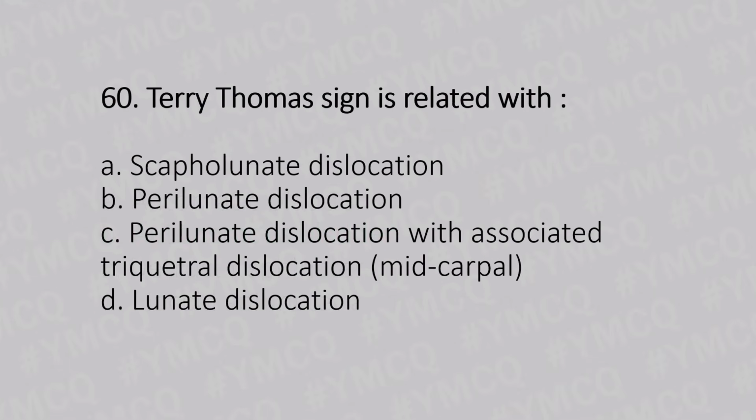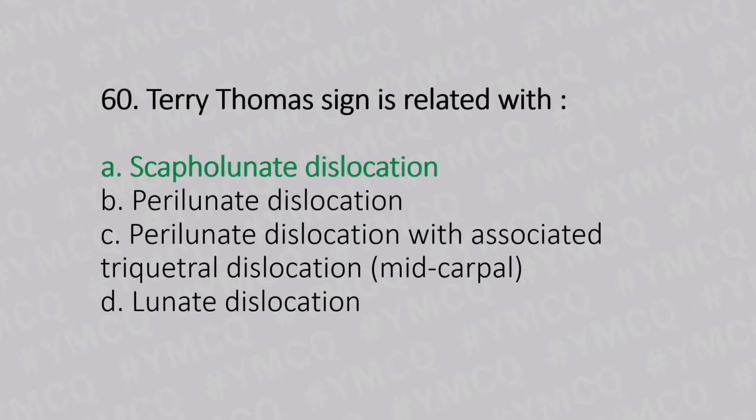Moving to our 60th question. Teddy Thomas sign is related with option A, scapholunate dislocation, option B, perilunate dislocation, option C, perilunate dislocation with associated tricuteral dislocation with carpal, option D, lunate dislocation. And the answer is option A, scapholunate dislocation.